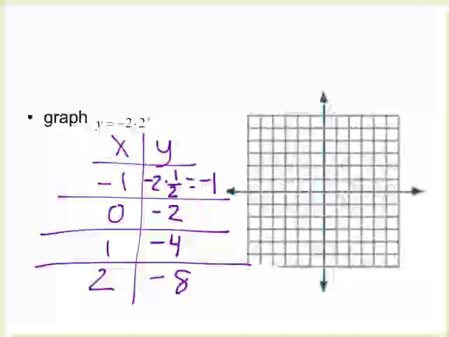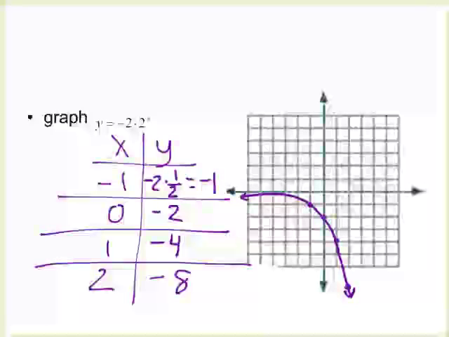So when we plot these: -1, -1; 0, -2; 1, -4; -8's off the bottom of our grid here. Our x-axis is still our asymptote, but this time it creates kind of an upper boundary to our graph.